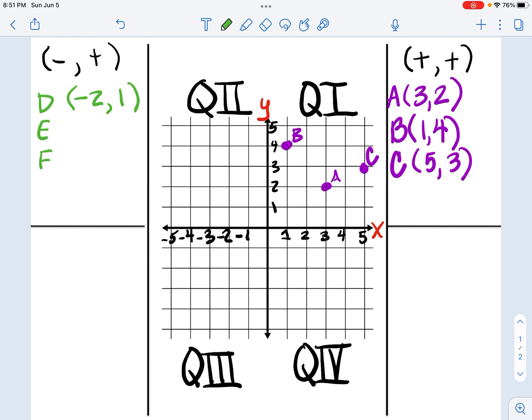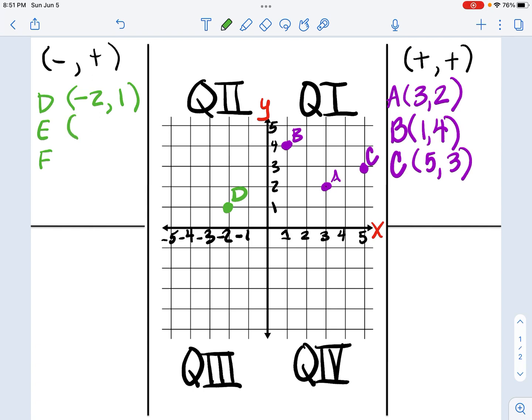So this time, because the x is negative, we're going to go to the left 2. So you're going to go 1, 2 to the left, and then a positive y. So up 1. Your point should go there, and you're going to label it D. All right, now let's find a negative x and a positive y for point E.